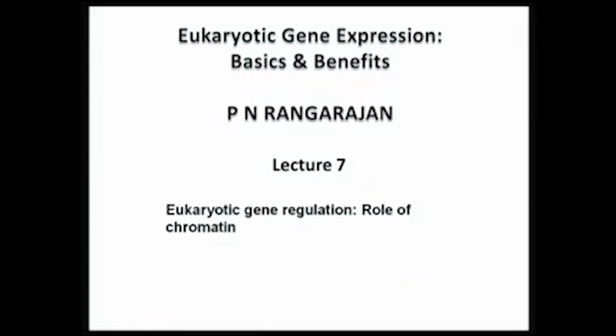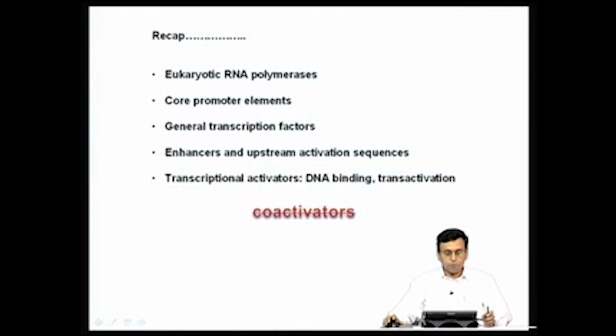Welcome to this 7th lecture in this course on eukaryotic gene expression. Today we are going to talk about the role of chromatin in the regulation of eukaryotic gene expression. Just to recapitulate what we have been discussing the last few classes, we began our discussion with eukaryotic RNA polymerases. We then went ahead to discuss the core promoter elements around which the pre-initiation complex is assembled, which consists of general transcription factors and RNA polymerase II.